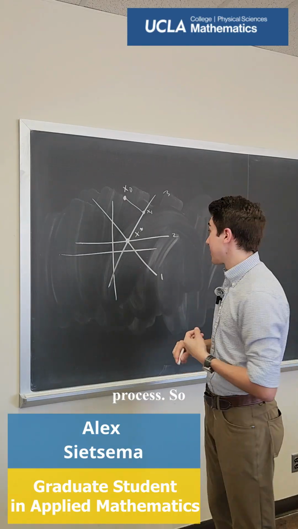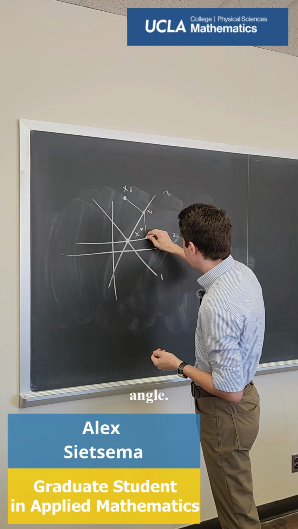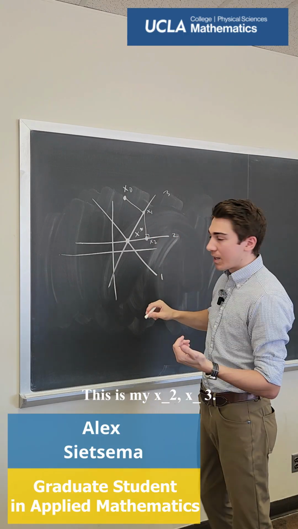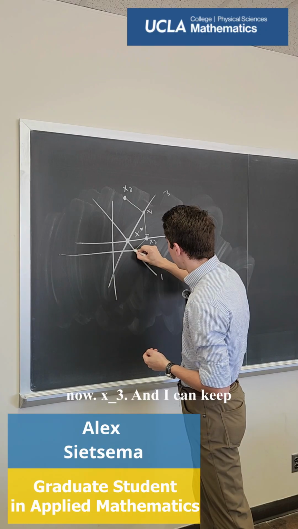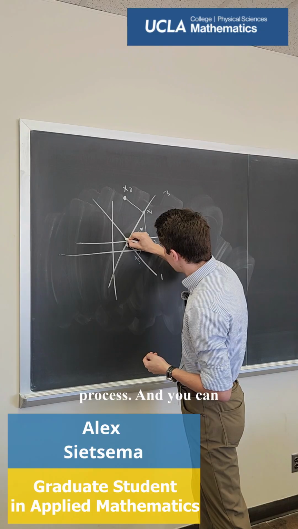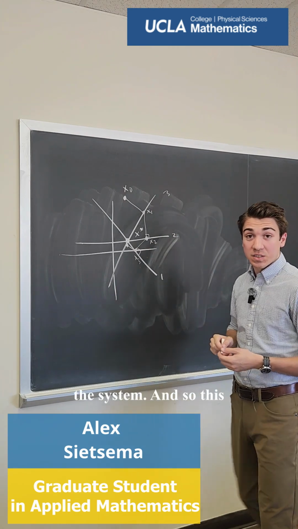So I can repeat this process. So now instead, if I pick line 2, I'm going to take my step at a right angle. This is my x2, x3. Maybe I go to line 1 now, and I can keep doing this process. And you can see that we are in fact converging to the true solution of this system.